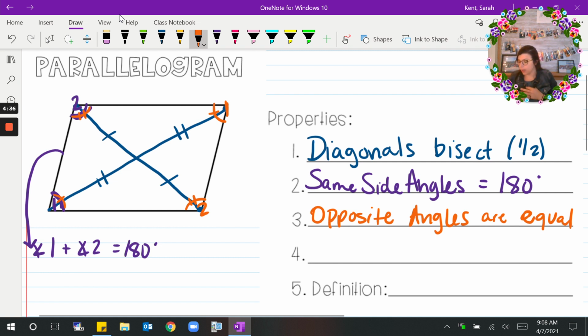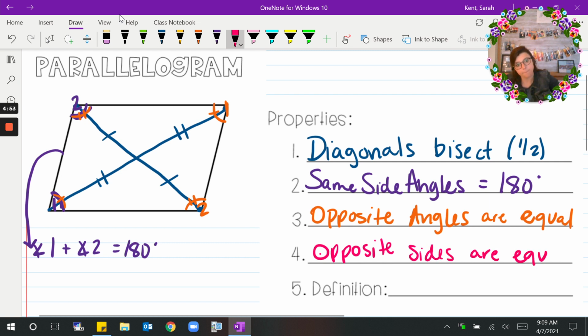And then number 4 is that our opposite sides are also equal. That means that this side is equal to this side, and the top is equal to the bottom. So if the top is 12, the bottom is 12. If the top is 17, the bottom is 17. If the left is 5, the right is 5. If the left is 22, the right is 22. They're the same.